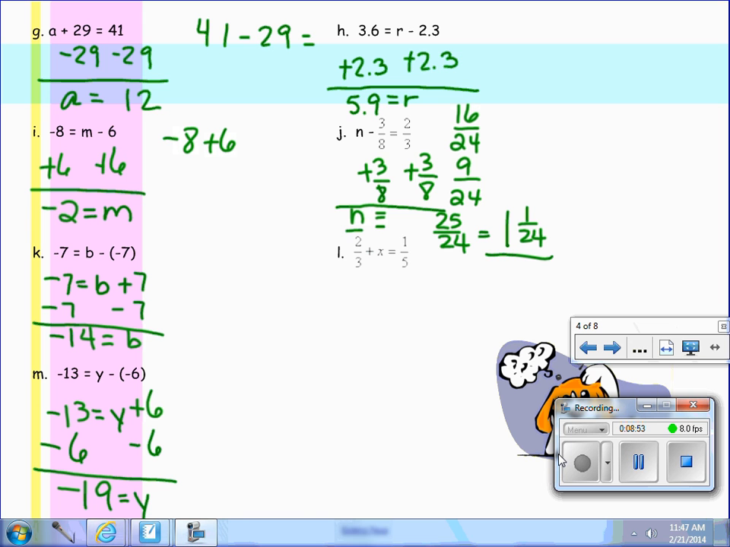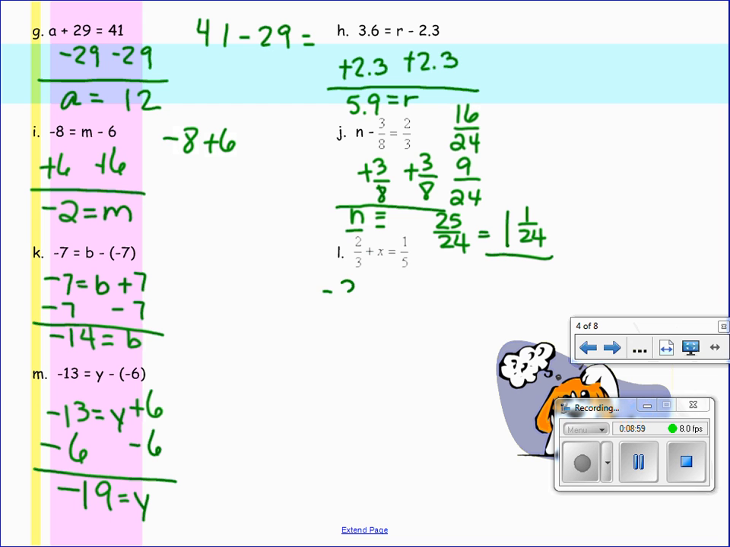On L, we will subtract 2/3 from each side. X is equal to, now notice, we need to find a common denominator, so we'll change that to an equivalent fraction of each having 15. So 5 times 3 is 15. 1 times 3 is 3. And our new numerator will be negative 10. So now we have 3 minus 10 is negative 7 over 15.